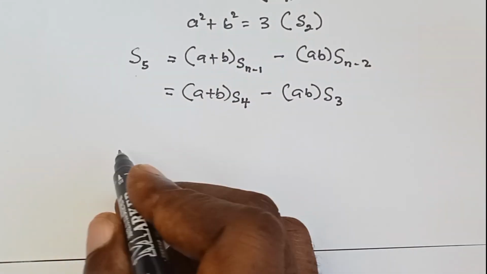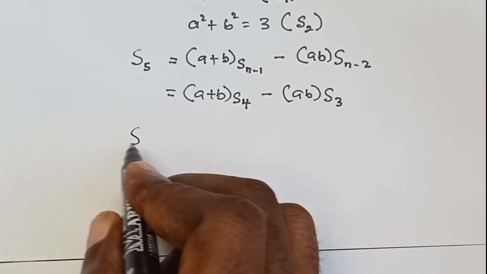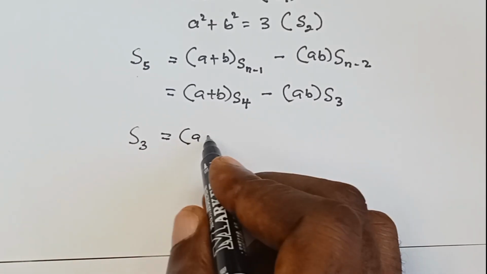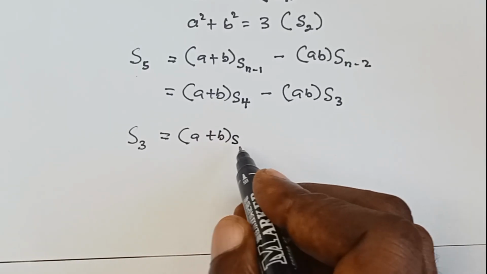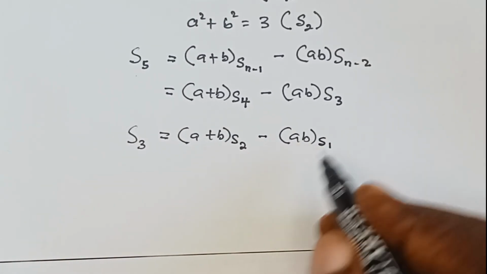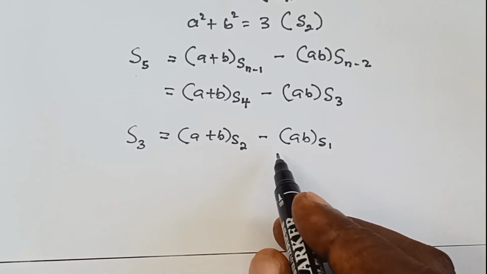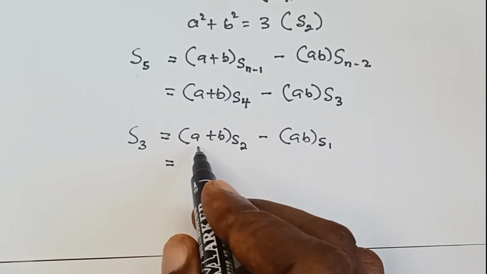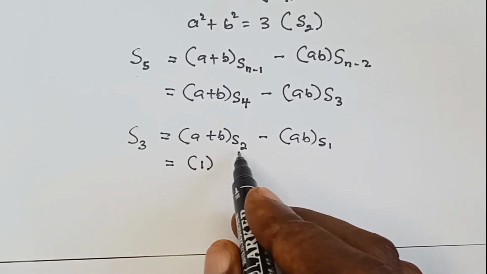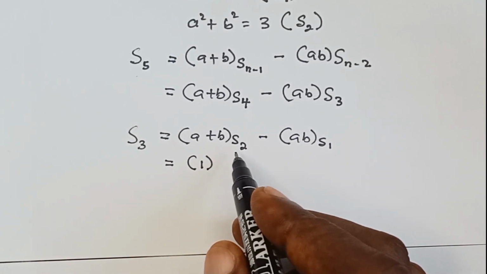Okay, so let's find our S3. What would be our S3? Our S3 now is going to be A plus B S2 minus AB S1. Okay, that would be the sum of the third power. Now, what is our AB? Remember that our A plus B is 1, so we have 1. What is our S2? Our S2 is 3.